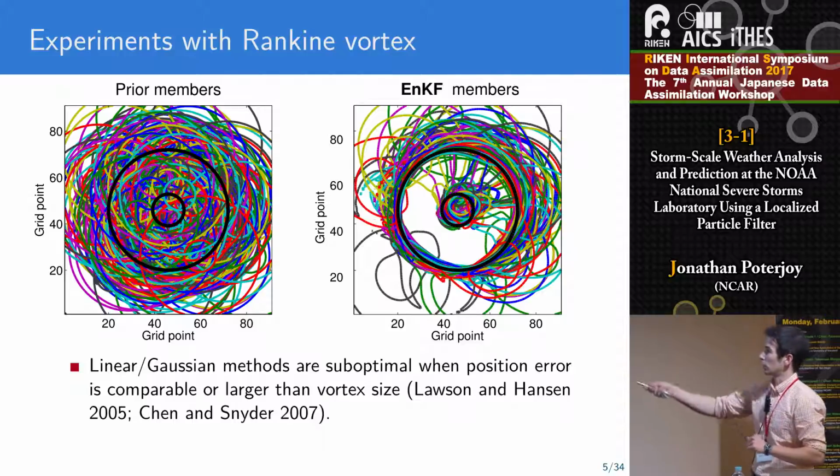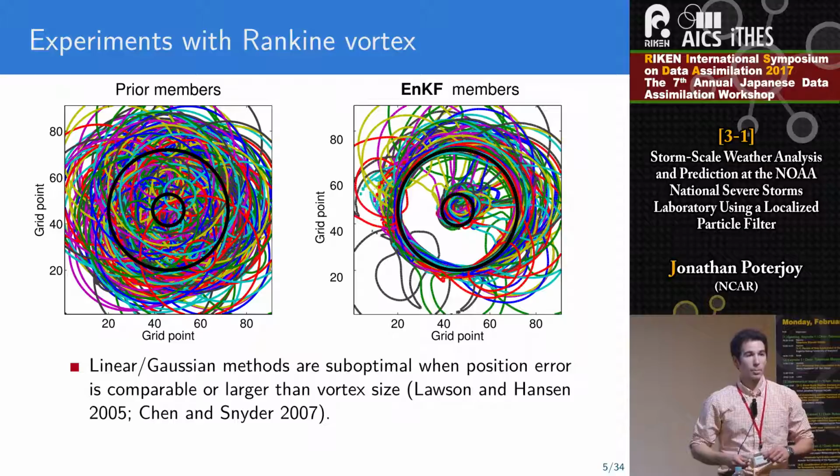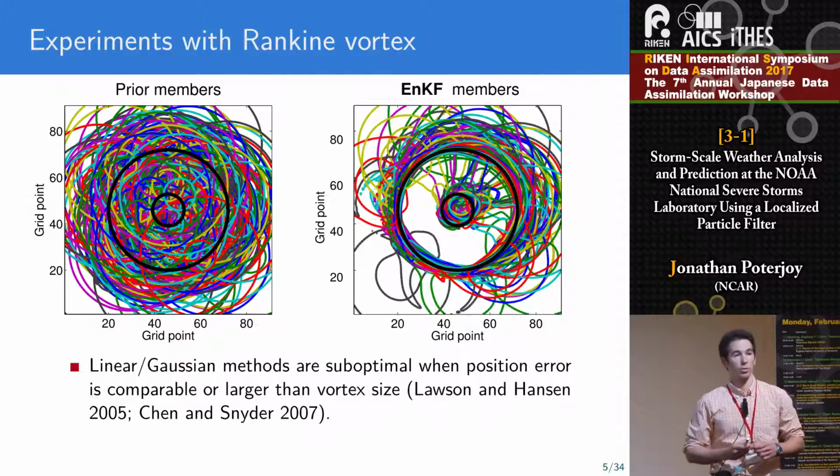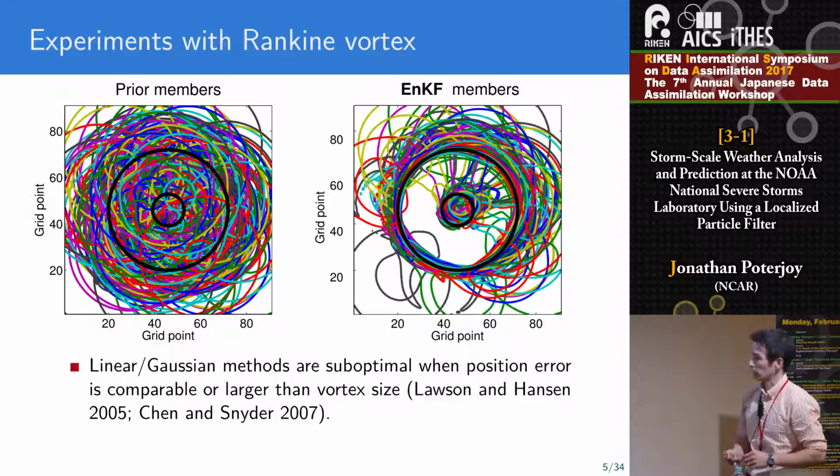So this is just illustrating the problem of applying a linear Gaussian filter to a very nonlinear problem. The assumption that the distribution is Gaussian is good until you have a position error that's comparable to or larger than the vortex size. And this is something that's well documented in some papers.